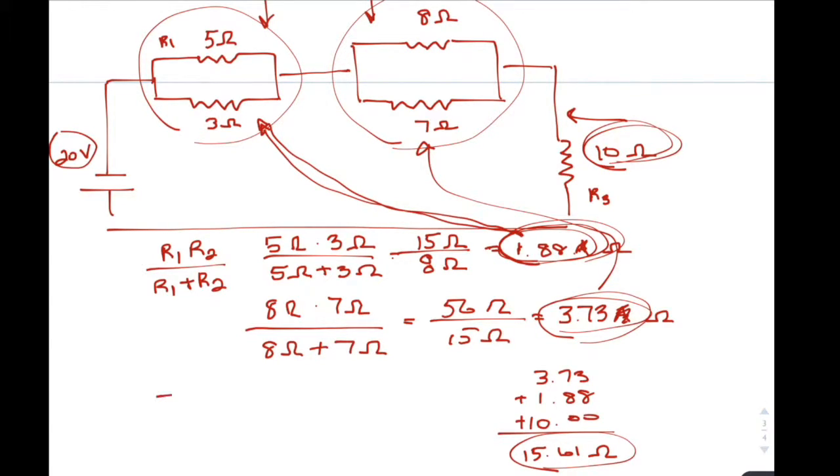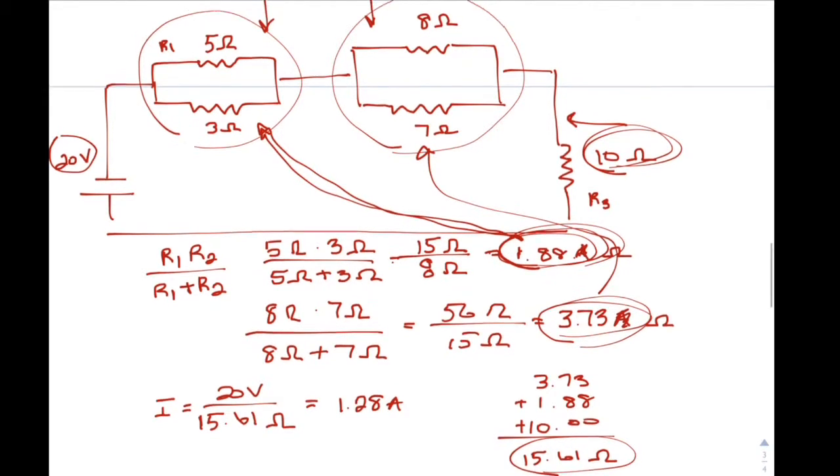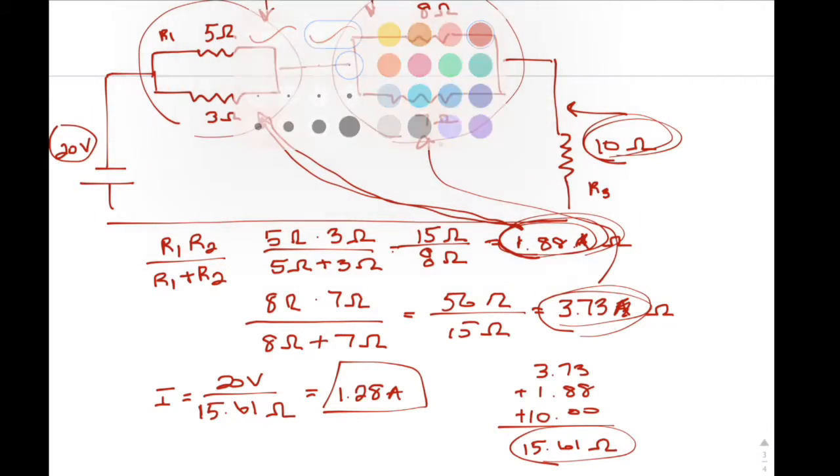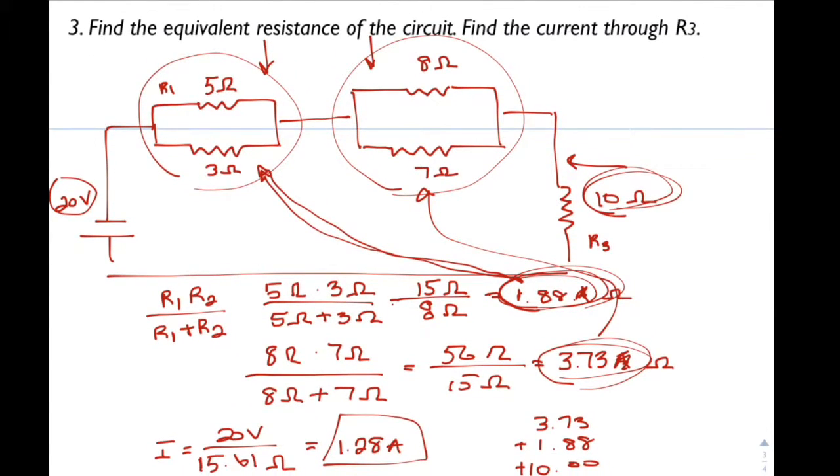So current is equal to 20 volts over 15.61 ohms, and that means my current will be 1.28 amperes. Because I now made the combination circuit a series circuit, I know that this 1.28 amperes is going to be consistent all the way through each of the resistors. So that is equal to the current going through resistor 3.